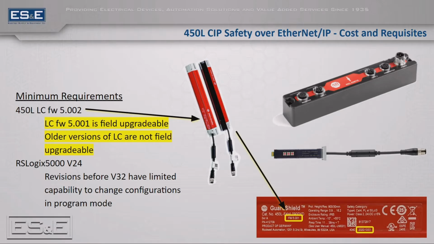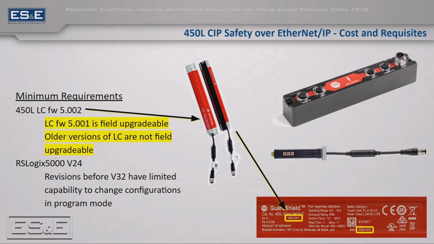Now Rockwell does have a program for upgrading. If you have an older version, they will work with you to help you get the discrete version upgraded to the CIP version as well, since we need to replace the curtains themselves. But if you're firmware 5 or higher, you can just buy the plug-in module and you're ready to go.